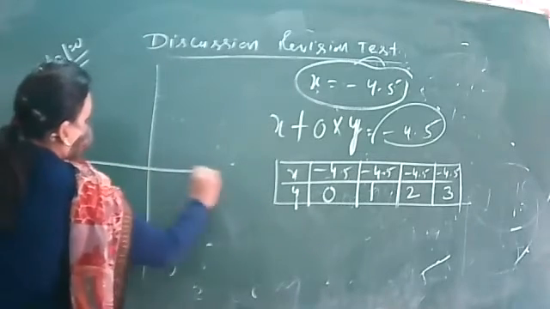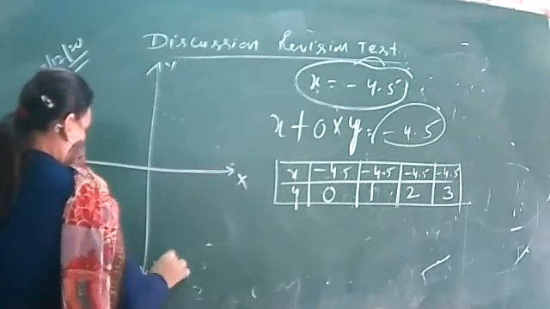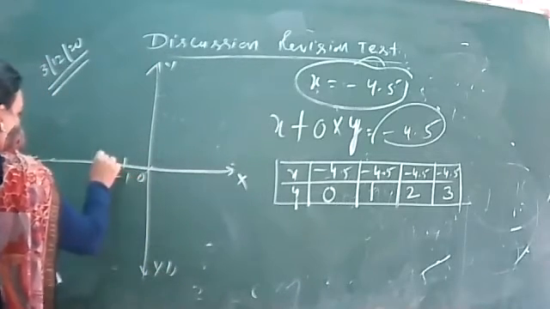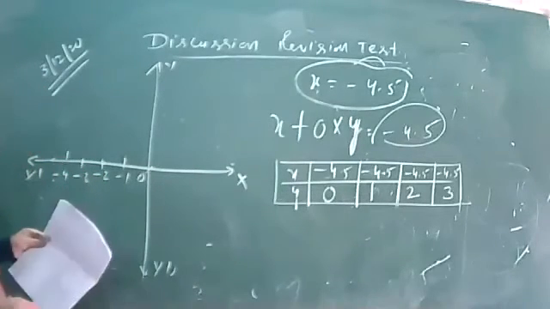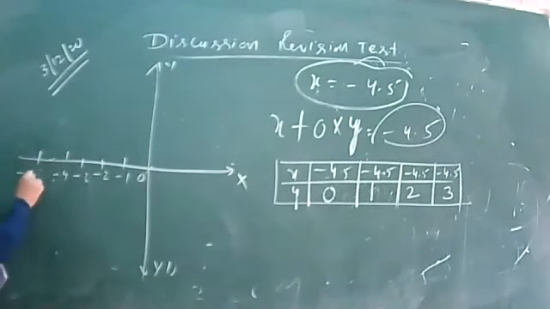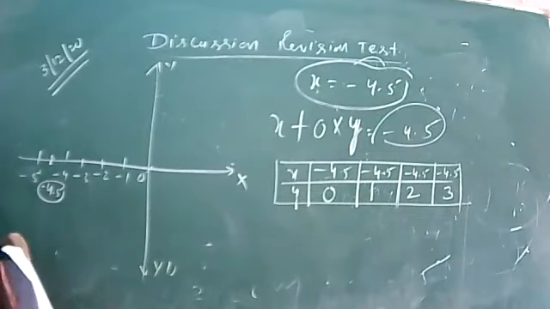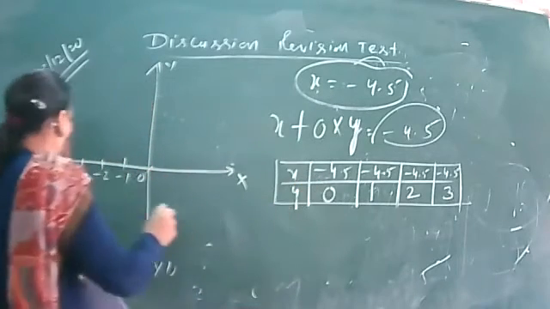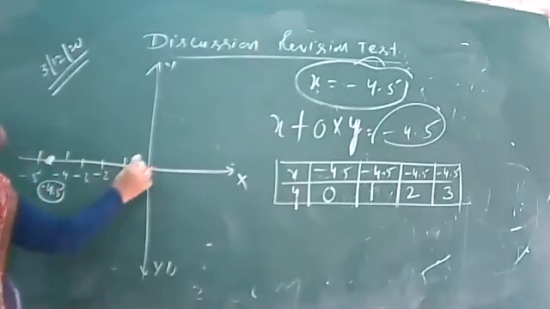So this is x dash, y dash. Negative side: -1, -2, -3, -4. The value of y is positive, x is negative and -5. This is -4.5, right? -4 and -5. After 5 lines, we will get -4.5. Let us plot. First point is (-4.5, 0). Then (-4.5, 1) we mark here first.